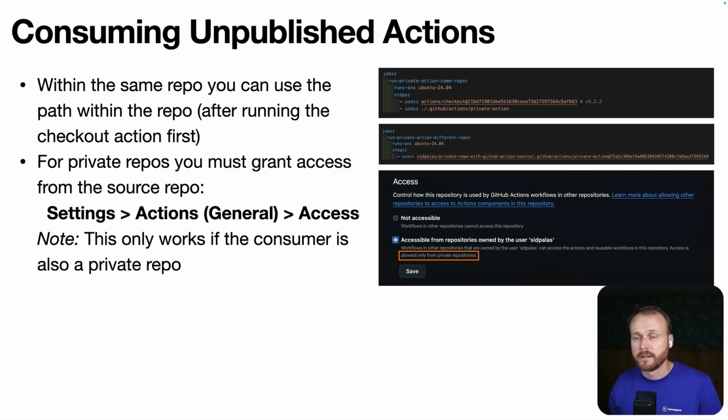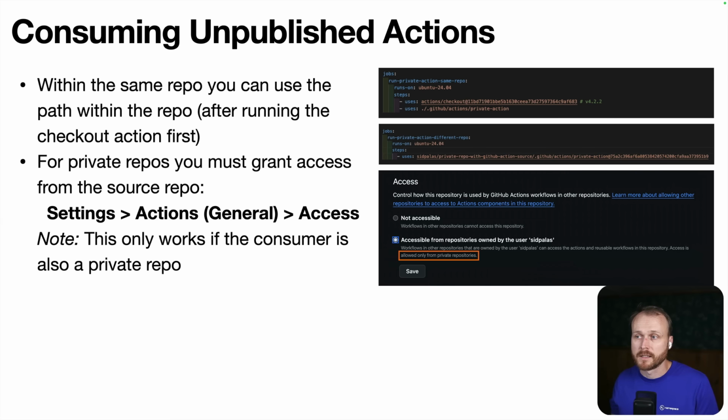The flip side of that coin is if you are within an organization that builds closed source software, you likely won't want to publish your action, but you may want to consume it from a different repo. If your action source code is within the same repo as the one where your workflow lives, you can use it without any additional configuration. You just need to make sure you run the checkout action first. However, for a private repo, you must navigate to the place where your source repo is defined under Settings, Actions, Access, and explicitly allow other repos in the same org to utilize it. It's important to note this only works if the source and the consumer are both private. You can't consume an action defined in a private repo from a repo which is public.